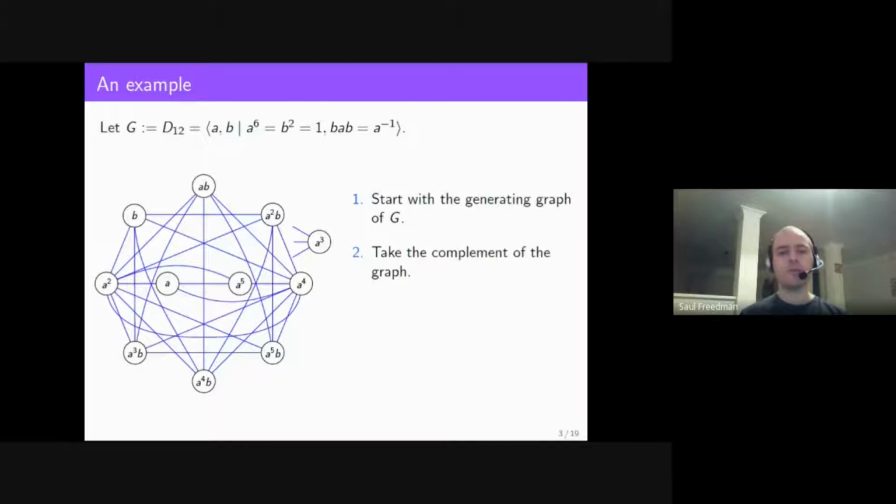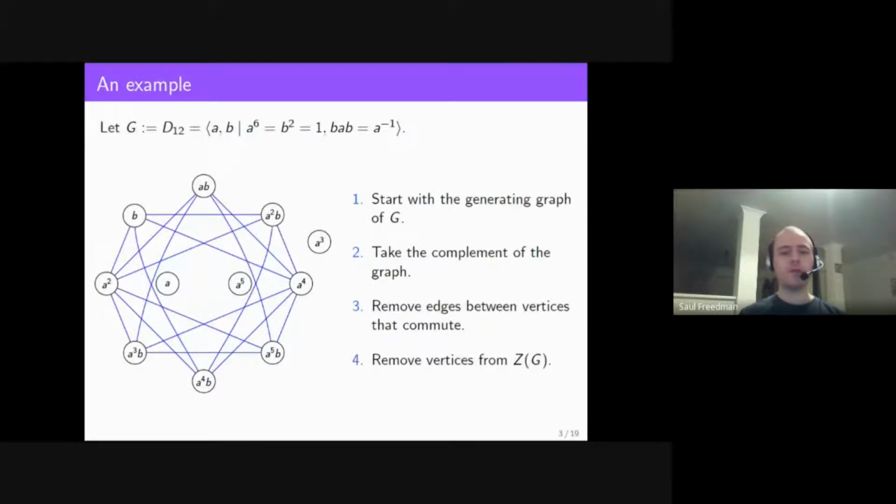We want to take the difference between the non-generating graph and the commuting graph. So we remove all the edges between vertices that commute. We'll remove these dashed edges and get this graph. And finally, to get gamma of G, we want to remove vertices corresponding to central elements. So we remove A cubed, and so this is gamma of G.